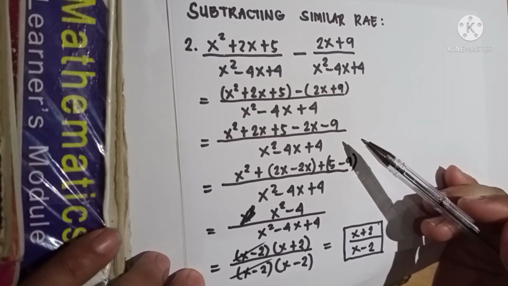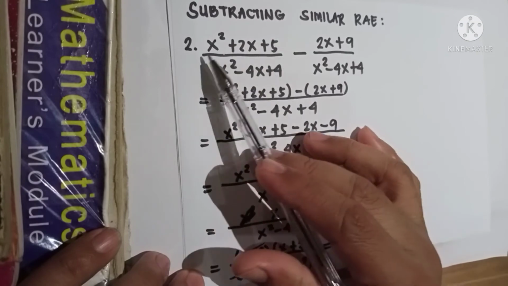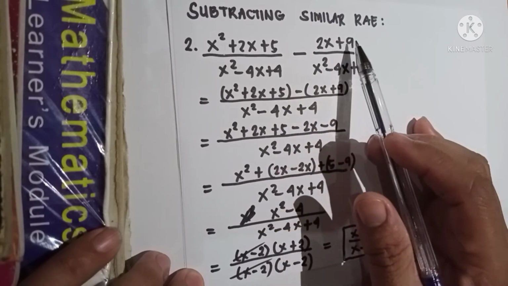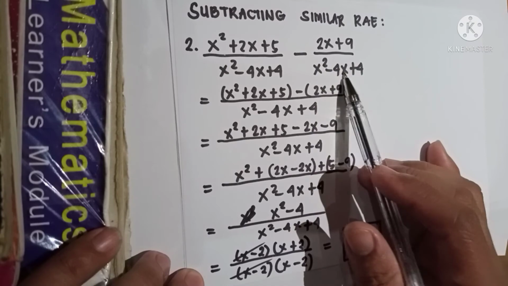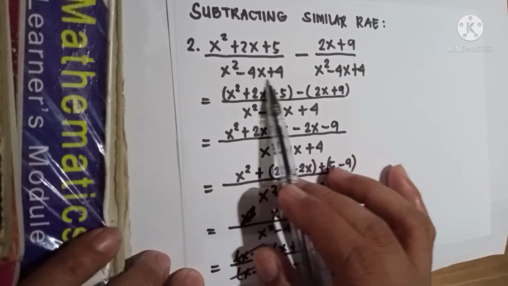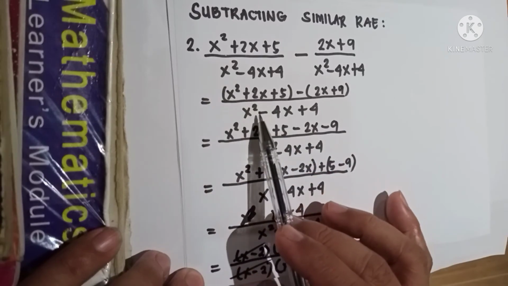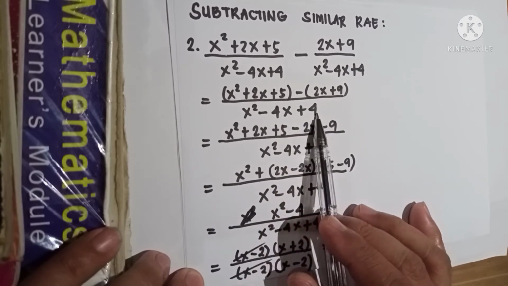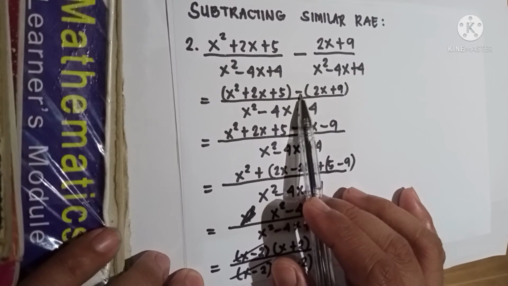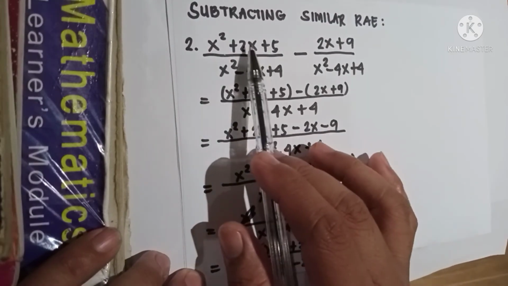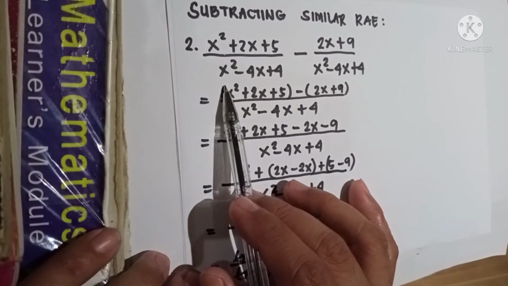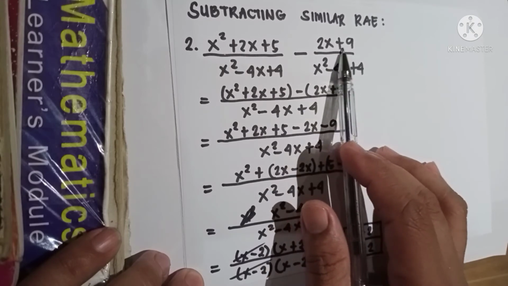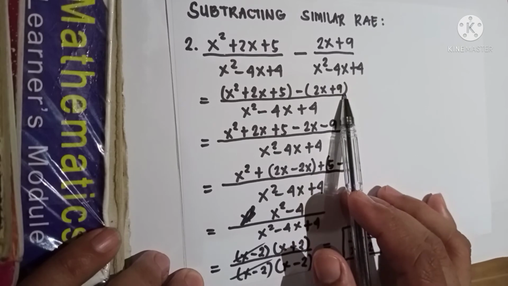Let's have example number 2. x squared plus 2x plus 5 over x squared minus 4x plus 4 minus 2x plus 9 over x squared minus 4x plus 4. Since we have common denominators, we will copy. So x squared minus 4x plus 4. But we need to subtract the two numerators. So bring down the first numerator, but write it inside the parentheses, and also the second numerator, which is 2x plus 9, write it also inside the parentheses.